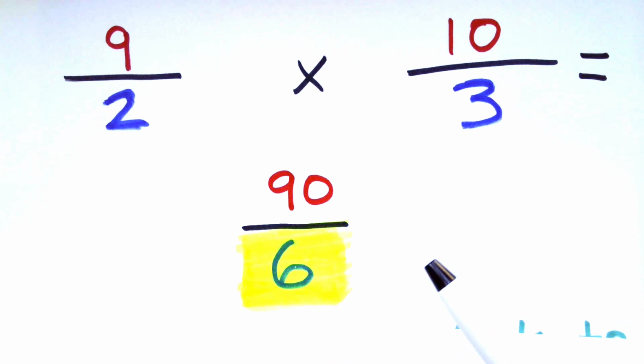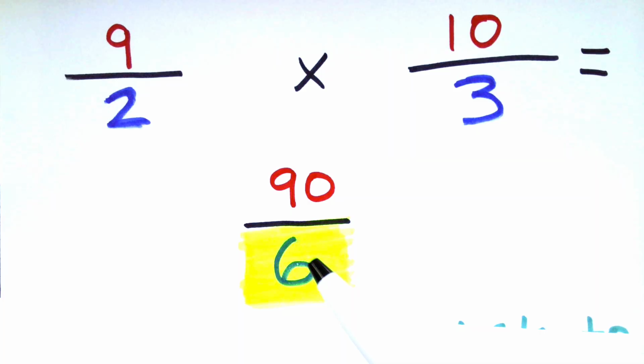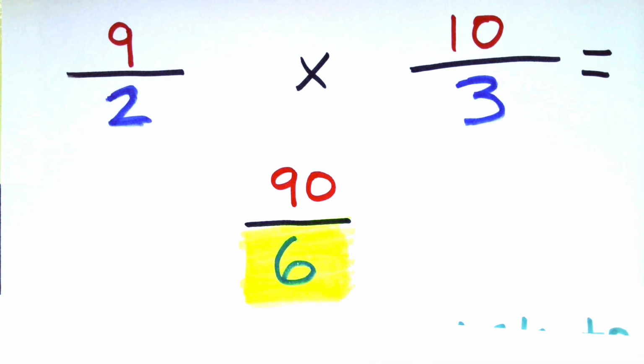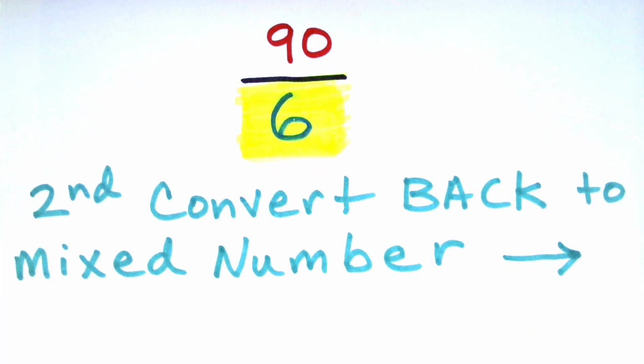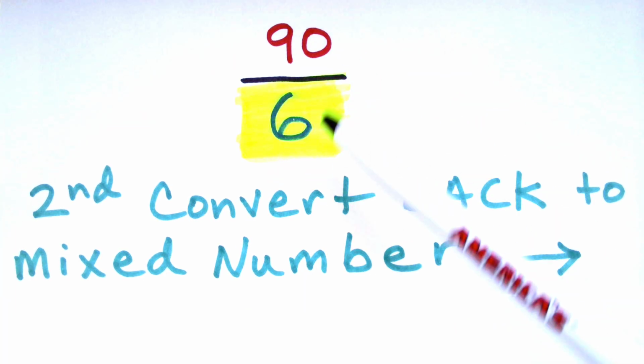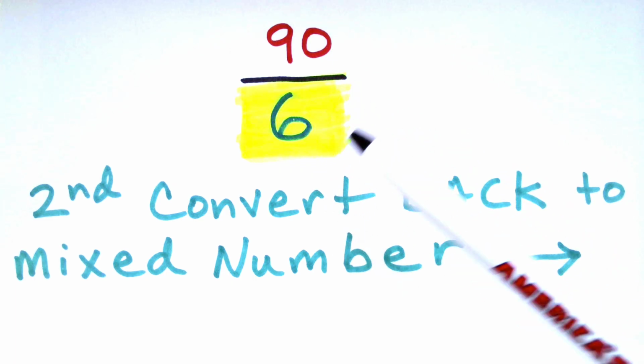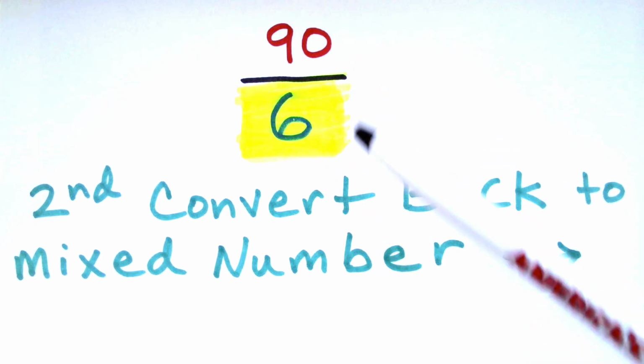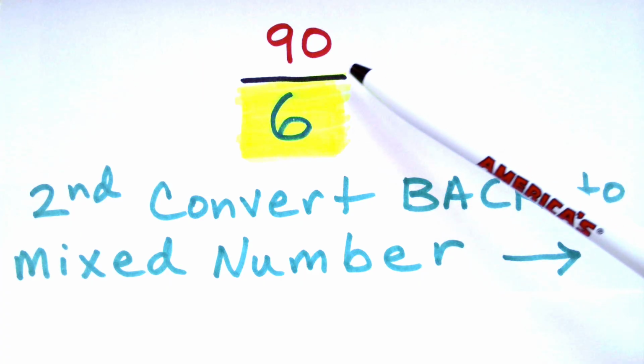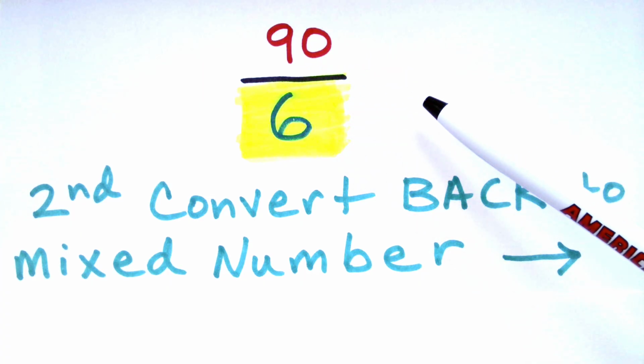As you can see here, I can or should try to reduce this fraction, but let me show you what happens if you forget to do that. Okay, let's take a look at this fraction, 90 over 6. What number can I divide evenly into the top and bottom? I know 3 will go into 9 evenly.